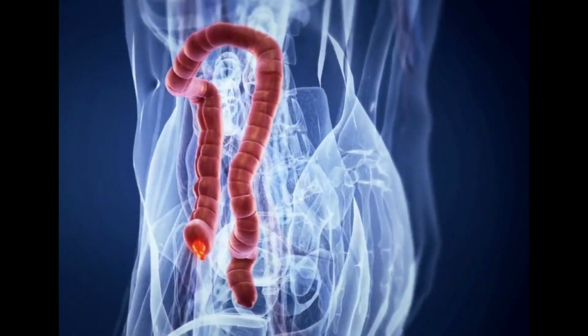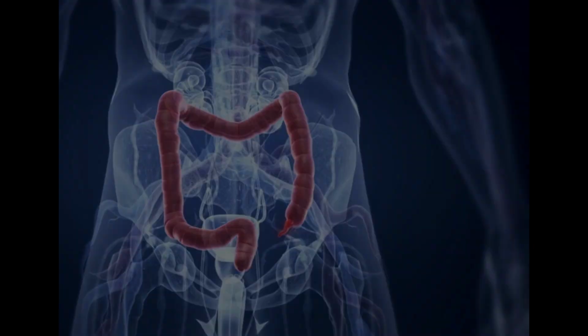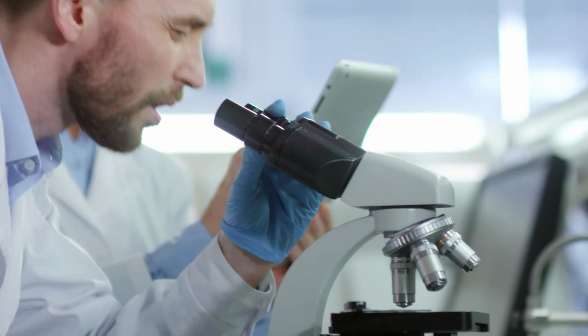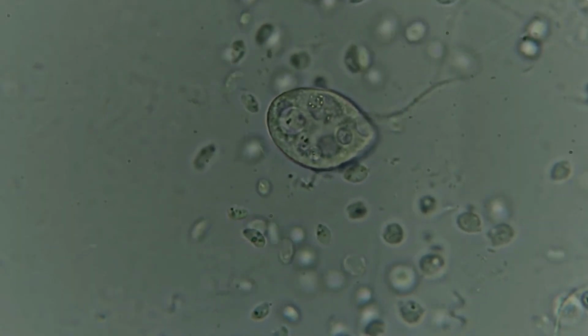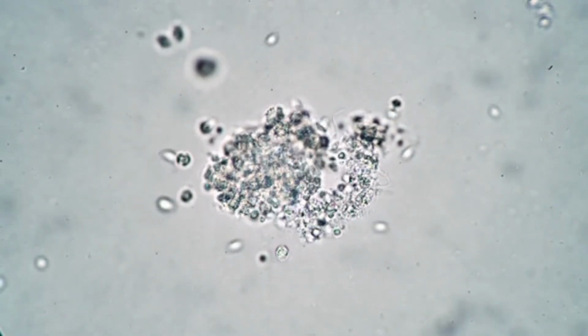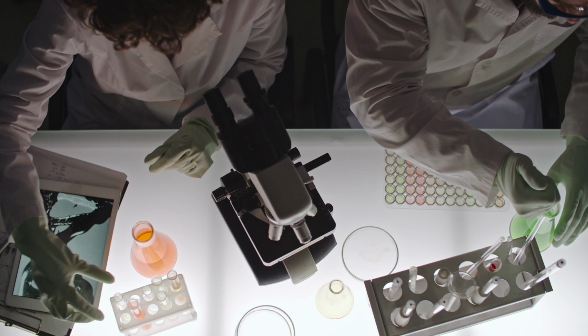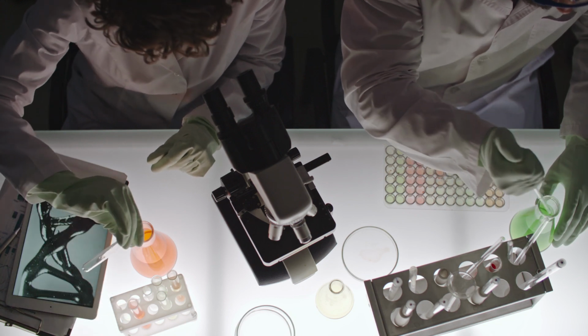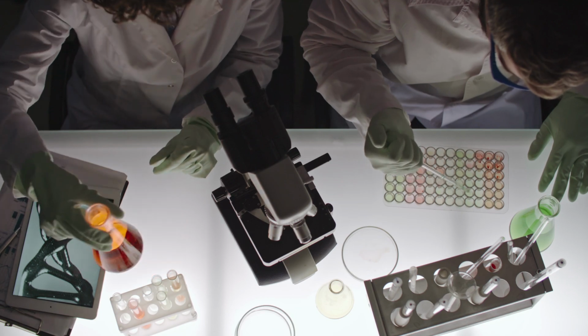Blastocystis finds its habitat in the human large intestine, where it colonizes the mucosal lining. Under the lens of microscopy, Blastocystis hominis reveals its complex morphology, characterized by a polymorphic life cycle comprising various forms, including vacuolar, granular, and amoeboid stages. This morphological diversity poses challenges in accurate identification and classification, necessitating advanced techniques for precise characterization.